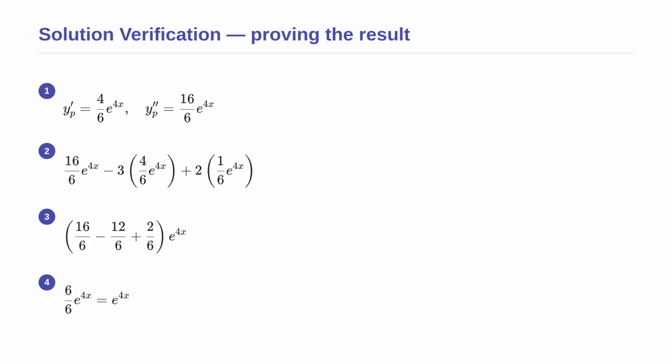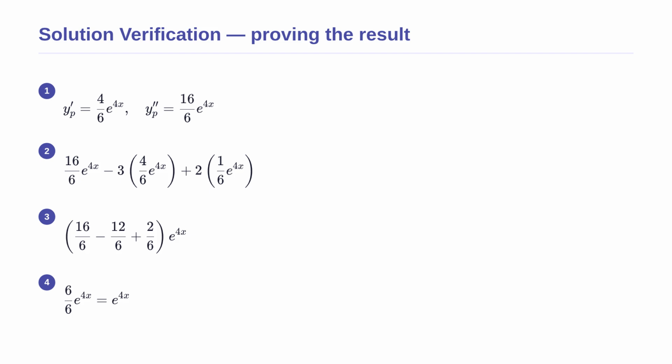This brings us to an essential step, verifying that our answer actually satisfies the original equation. This acts as a mathematical proof of our result. We start by finding the derivatives of our final answer. The first derivative is 4/6 times the exponential, and the second derivative is 16/6 times the exponential. We plug these exact values back into the left side of the original differential equation.